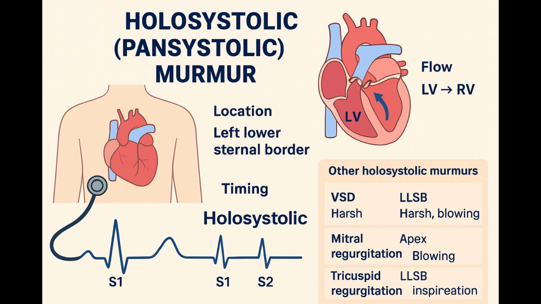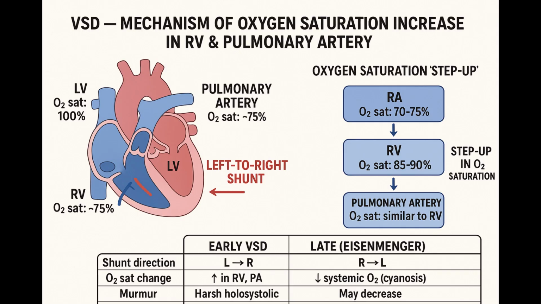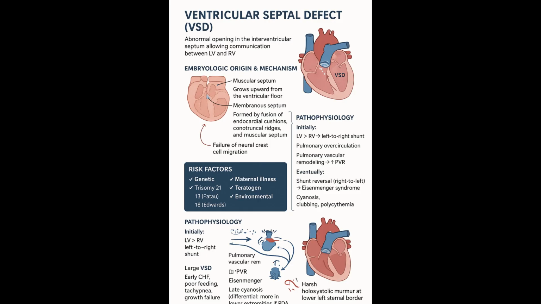Minimal shunt, quiet murmur. But then, as the baby starts breathing air effectively over the first 2 weeks, the pulmonary vessels relax and the PVR drops dramatically. Right. Now you have a huge pressure difference between the high-pressure left ventricle and the now low-pressure right ventricle. And that drives the shunt. That high-velocity jet of blood shooting across the VSD is what causes that loud, harsh, holosystolic murmur you hear best at the lower left sternal border. That makes perfect sense. Pressure dictates flow, flow dictates sound.